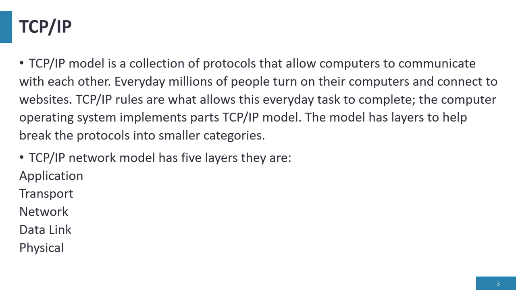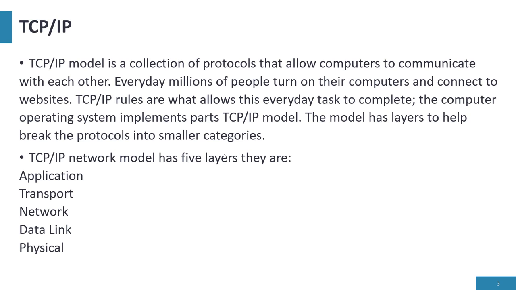TCP IP model is a collection of protocols that allow computers to communicate with each other. Every day, millions of people turn on their computers and connect to websites. In doing this, they're actually using the TCP IP model. TCP IP rules are what allows this everyday task to be completed.